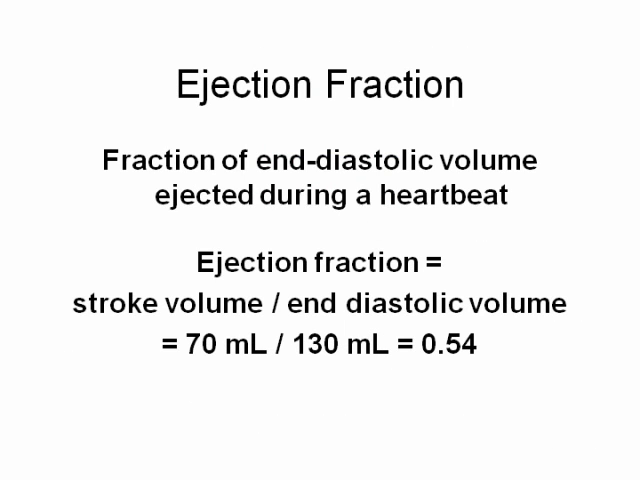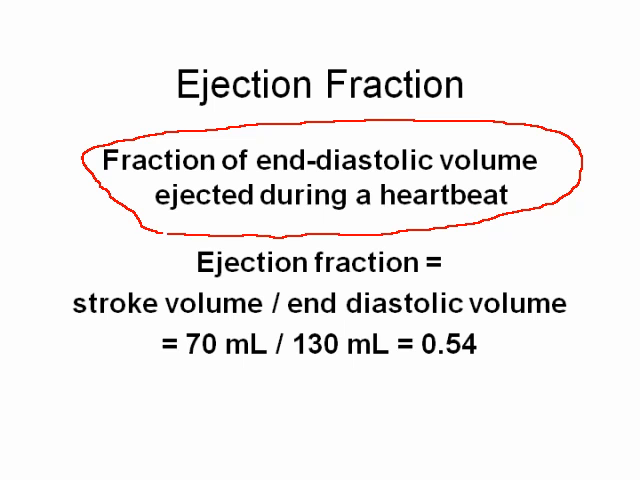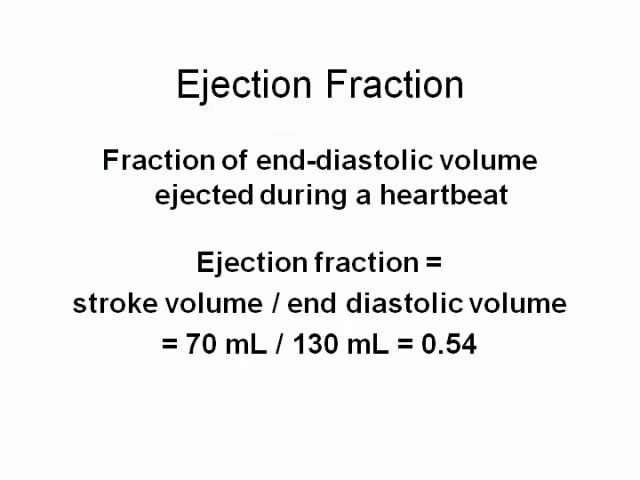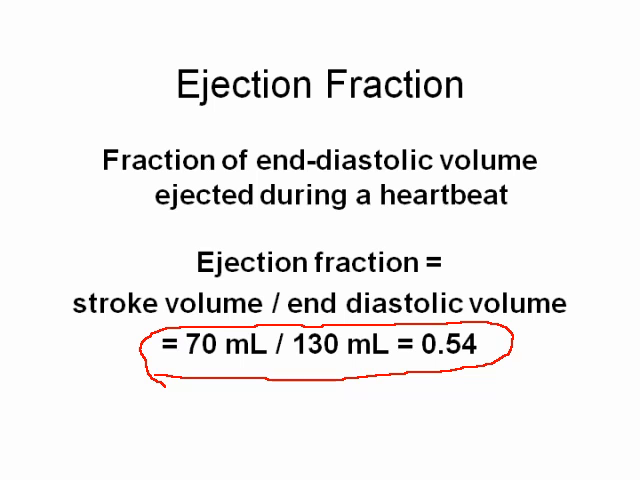Which leads us to the concept of ejection fraction. What fraction of the end diastolic volume was ejected? So it's the fraction of the end diastolic volume that is ejected during a heartbeat or during a cardiac contraction. It is the stroke volume divided by the end diastolic volume. And in the previous diagram, it would have been 50%. That was just for illustrative purposes.